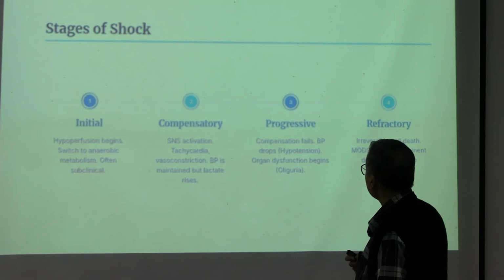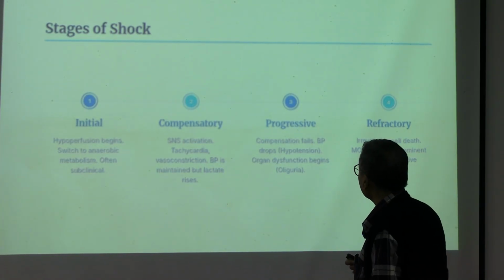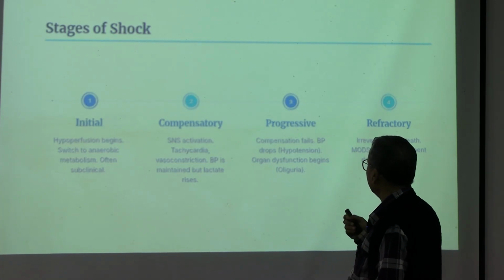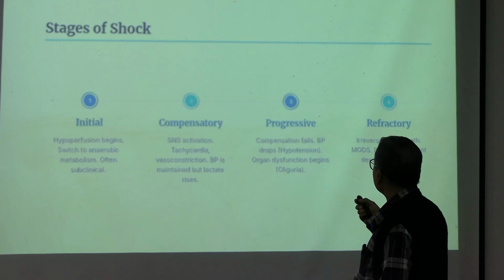Now, stages of shock. Initially, what happens? Hypoperfusion begins, switch to anaerobic metabolism, and it is often subclinical. Compensatory.